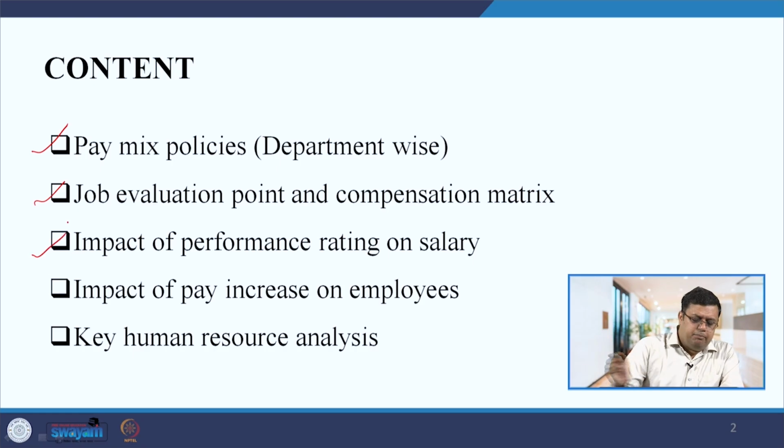Next is the impact of performance rating on salary. In performance analytics we discussed ratings, whether they are inflated or deflated, and how that impacts things. So, how do these ratings impact the salary of employees within the organization? We will understand why this analysis is important, and we will also discuss that.